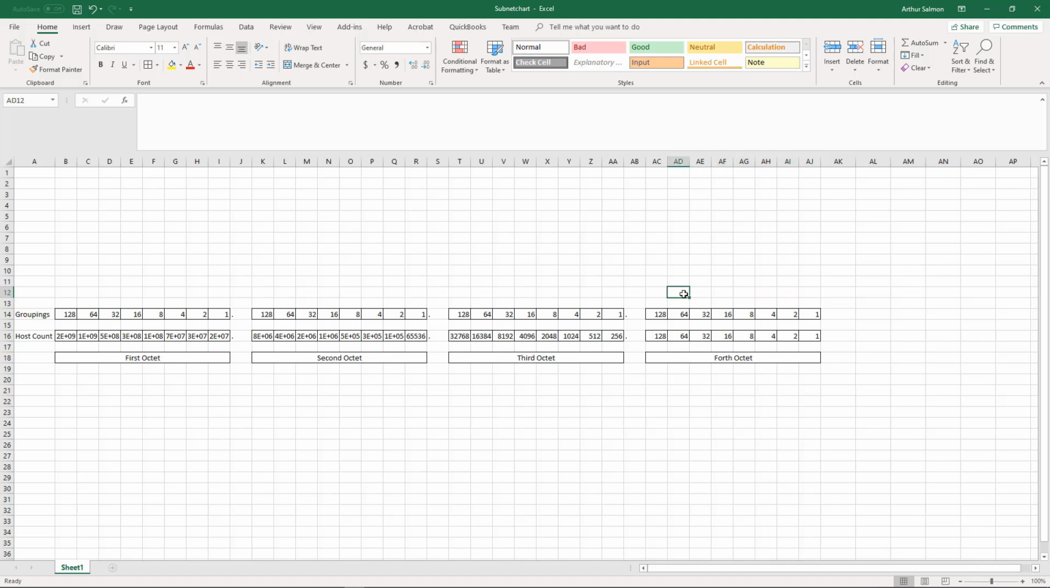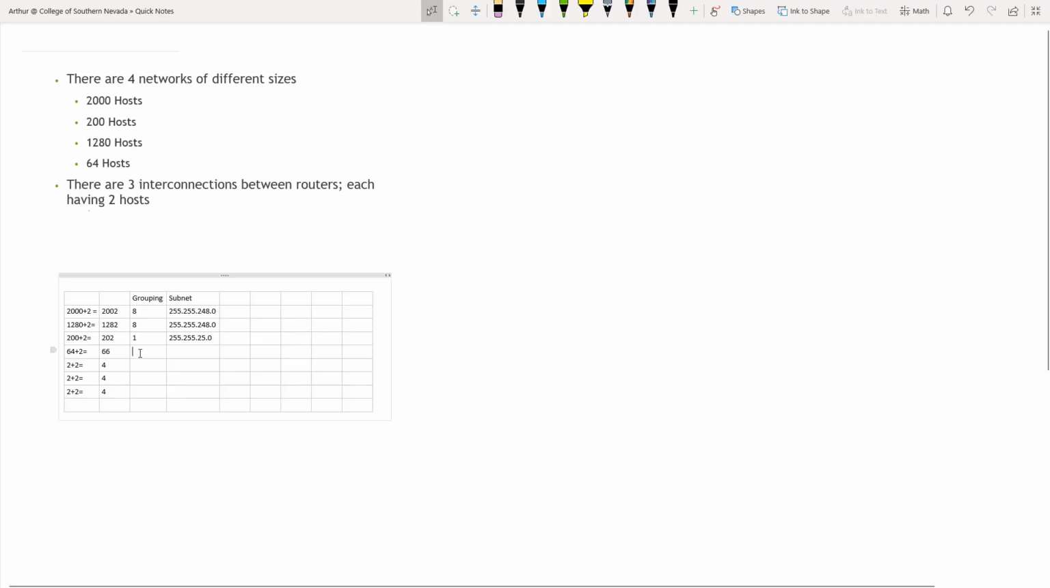66 can't go in any of those. 66 is too big for that, so it has to go in the 128. And again, everything to the left is 1s. Everything to the right of that will be 0s. Do the math again. 255, 255, 255, 128. And again, the 1 is in the 128 slot now. So the grouping will be 128.